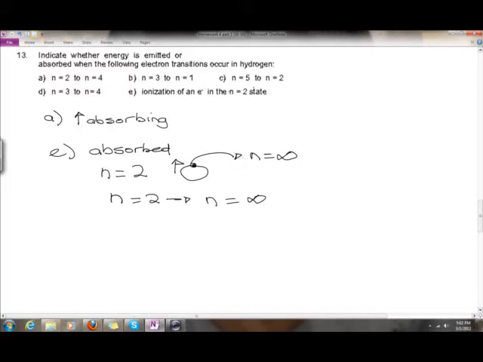And why is it called infinity? Well, because it's so far away from the nucleus that it's an energy level of infinity, as if you put 20,000 or 100.